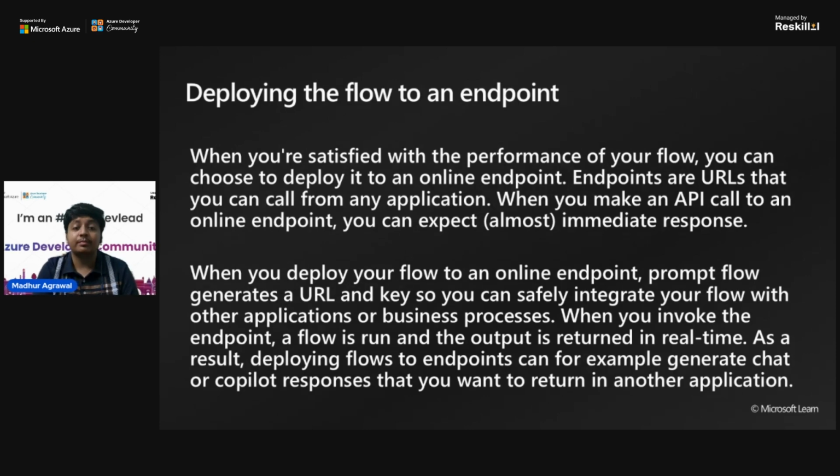So when you deploy your flow to an online endpoint, prompt flow generates a URL and a key. The key will be required to gain access to that online endpoint, so that you can safely integrate your flow and no one can access it without permission. These keys are private, which can be stored in the key vaults within Azure. Also, the flow is run and output is returned in real time.